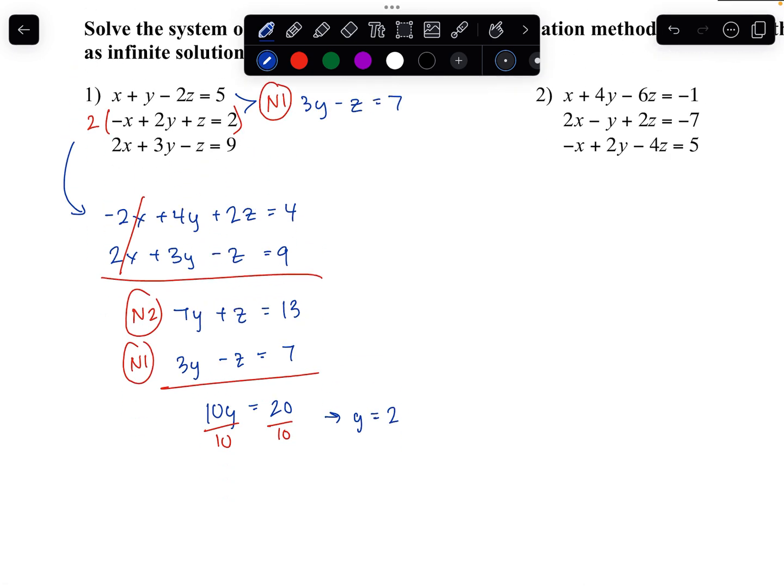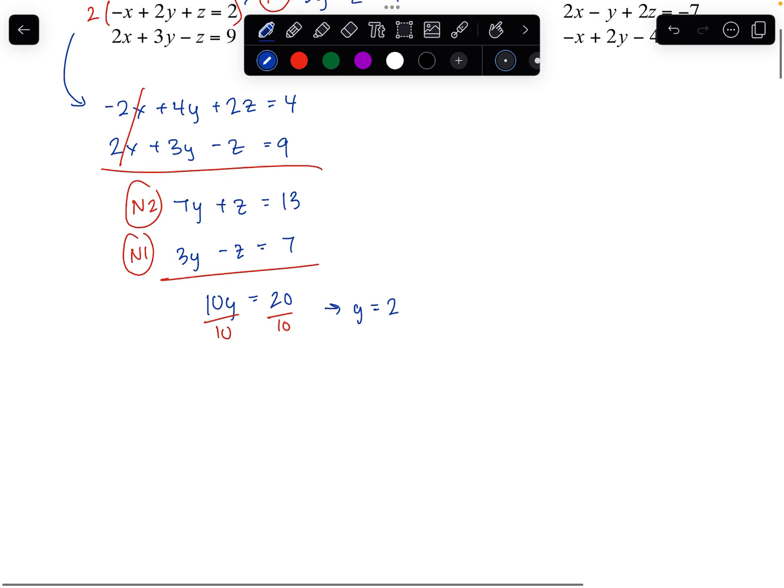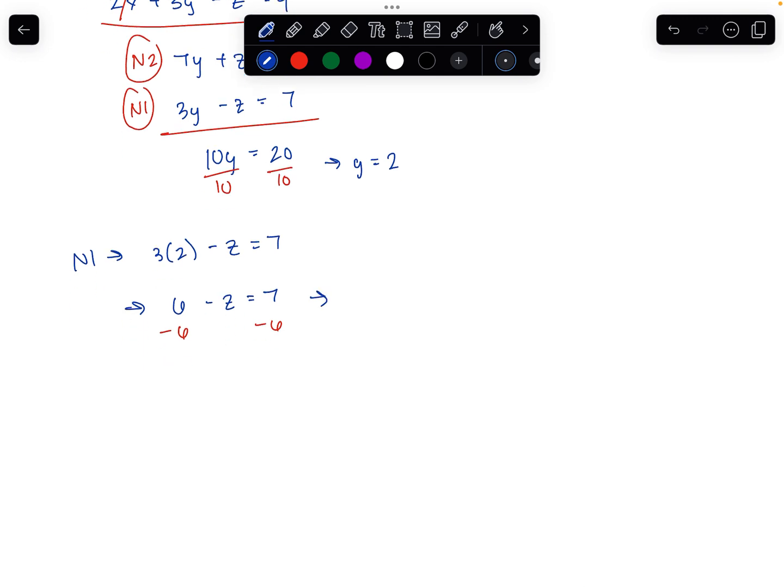And then I'm going to take this value right here, and I'm going to choose to plug it into the first new equation, so new equation 1, and then 3 times 2 minus z is equal to 7. So 6 minus z is equal to 7. I'm going to subtract 6. And then I'm going to get negative z is equal to positive 1. So that means z is equal to negative 1.